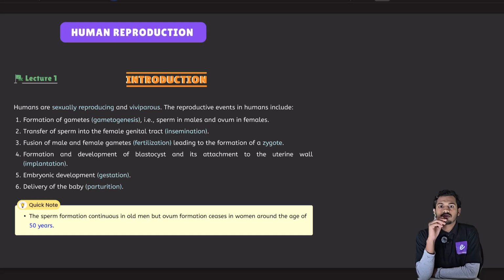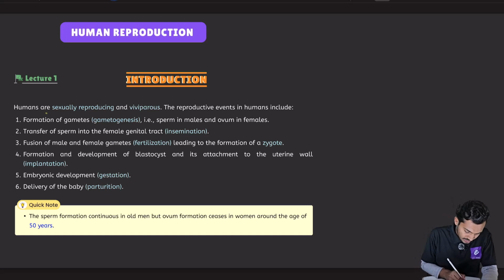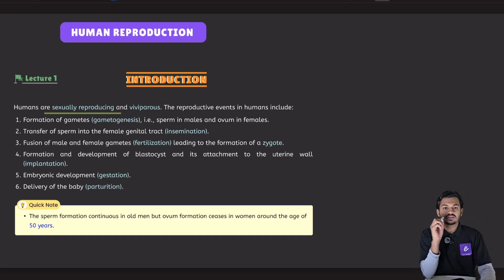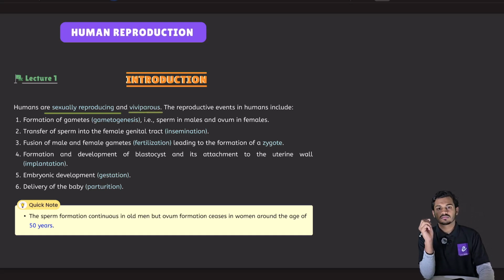Hi guys, today we will start with the second chapter of 12th standard, that is human reproduction. Before going into the details of this chapter, we should know some basics of human reproduction. First of all, dosto, humans are sexually reproducing organisms. There are two types of reproduction, sexual reproduction and asexual reproduction. Humans are sexually reproducing organisms, and humans are viviparous.